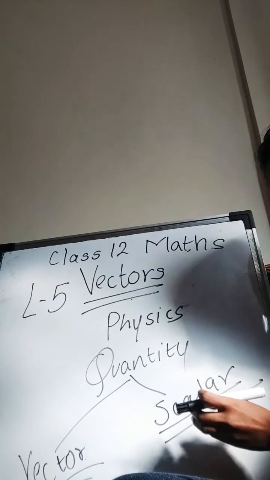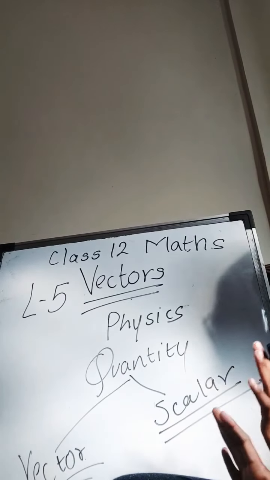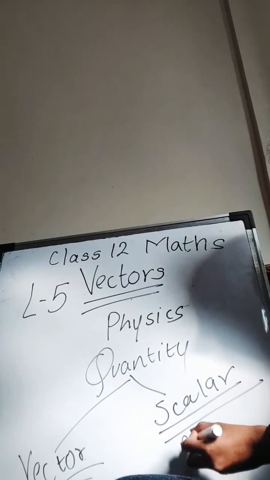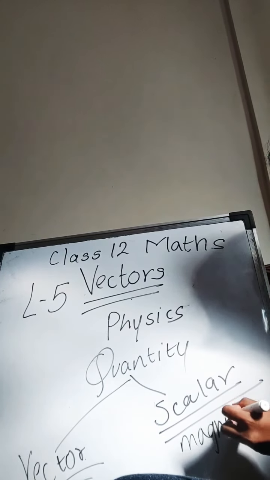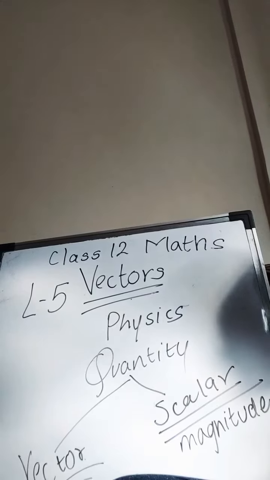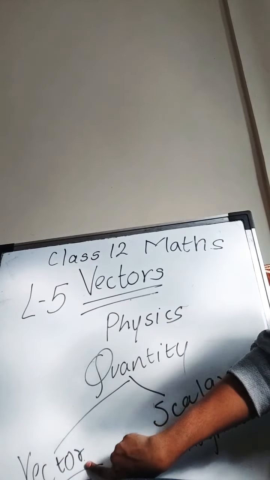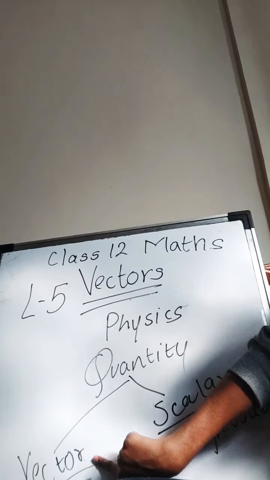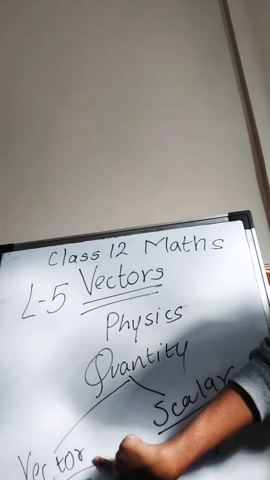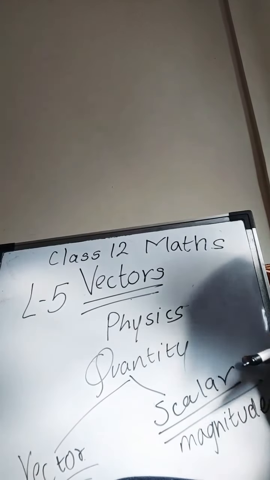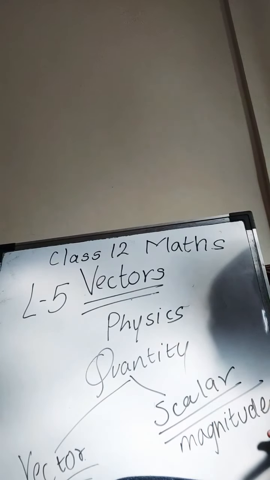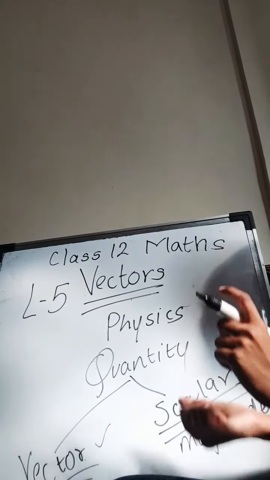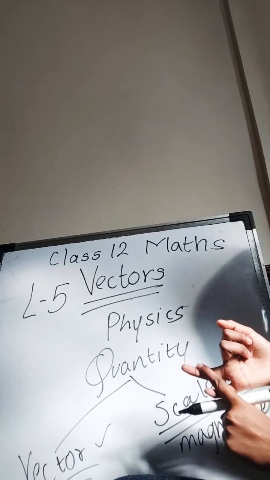A scalar quantity is one which can be described or measured only with its magnitude. But in the vector quantity, not only magnitude but also direction is required for its measurement. Okay, so a scalar quantity is a quantity in which just magnitude is needed, but in vector both are needed, the direction and also the magnitude.